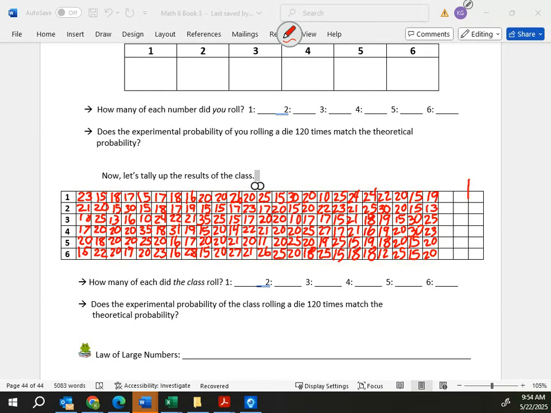Three. Three's the most common. 1, 2, 3, 4, 5, 6. Not even 4. Ready? 2, 3, 4, 6. Hudson, are you writing down the numbers?